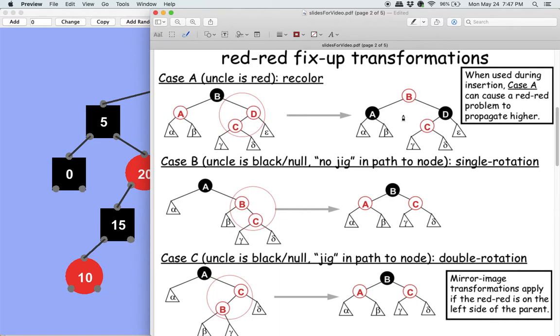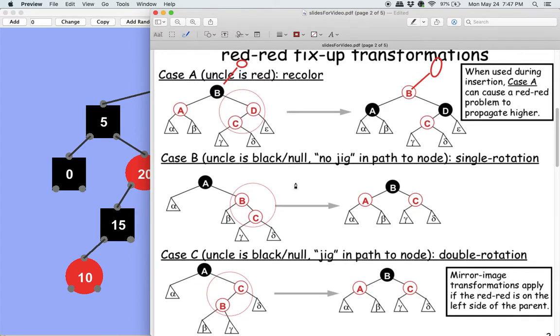Now the problem here with insertion is it's possible that this guy might have had a red parent, and that would cause a red-red problem up here. But it turns out when we're using these transformations in the context of deletion, we're never going to end up having a propagation like that. But we may end up in a situation where we see a red-red in this context. And what we do is we simply recolor these top three nodes, and so it looks like this. The other two cases are if we do not have a red uncle.